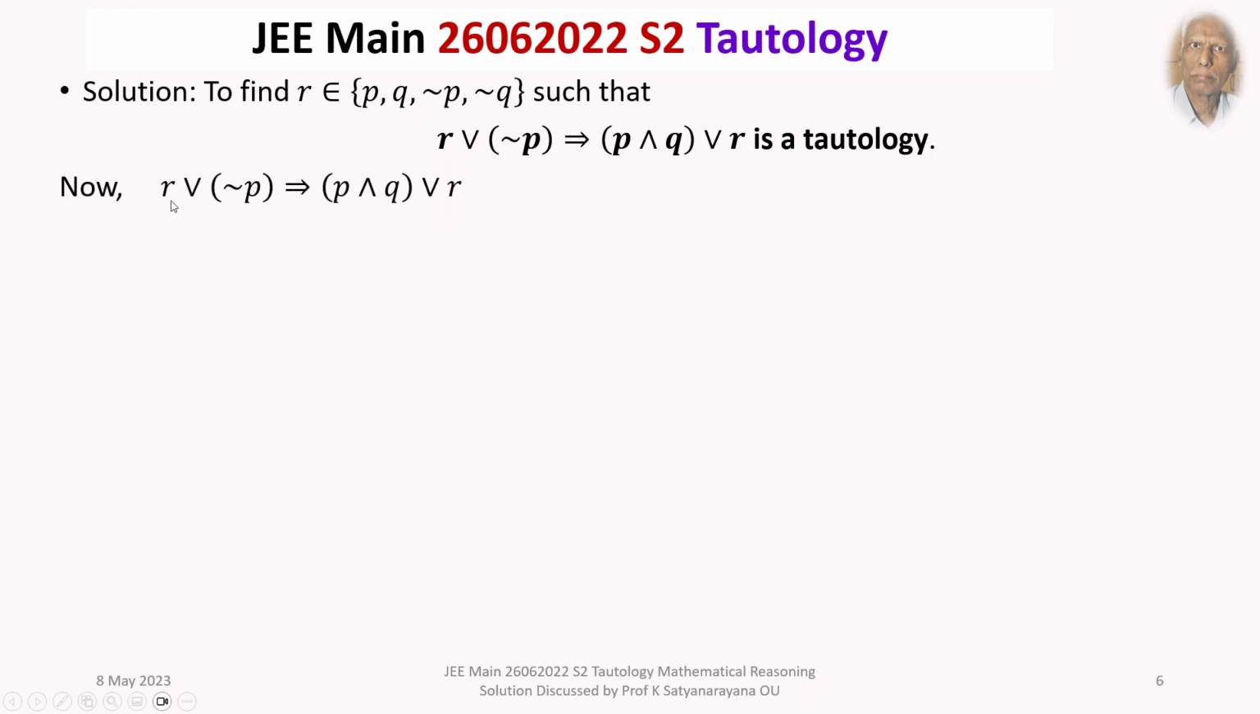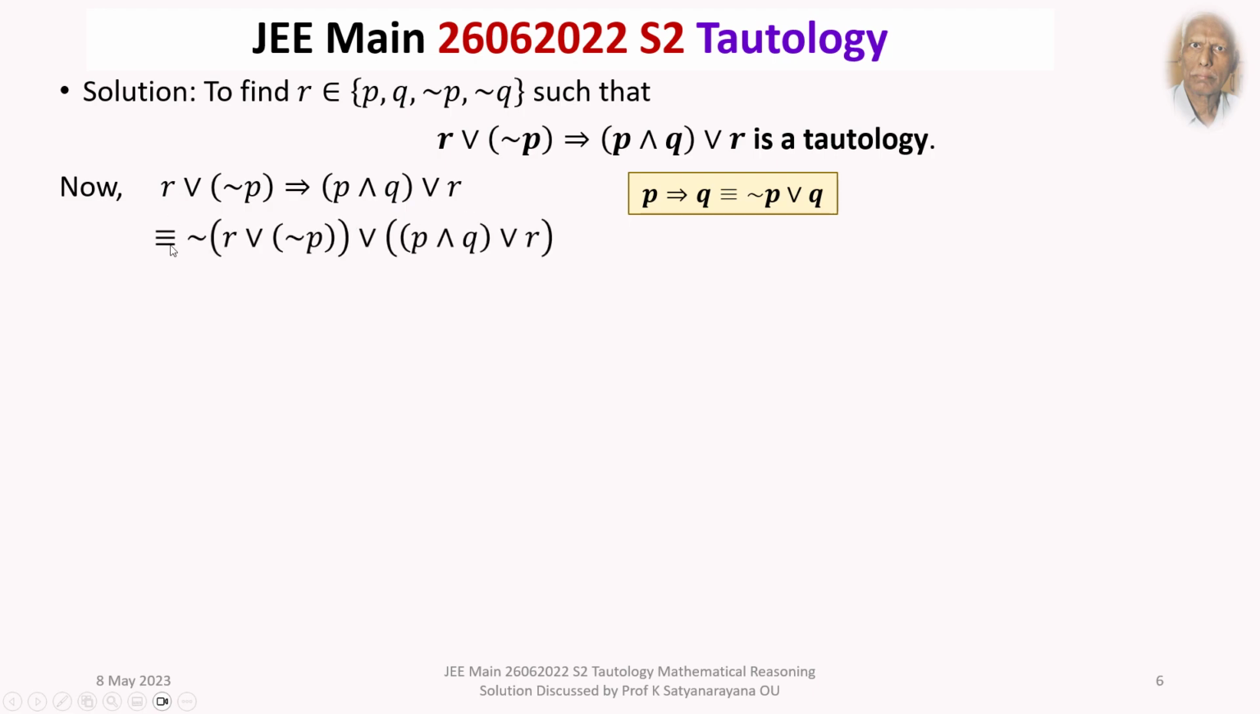So now we take the statement and use this equivalence. P implies Q is logically equivalent to negation of P or Q. So this is the first one. First one implies the second one is logically equivalent to negation of the first one or the second one.